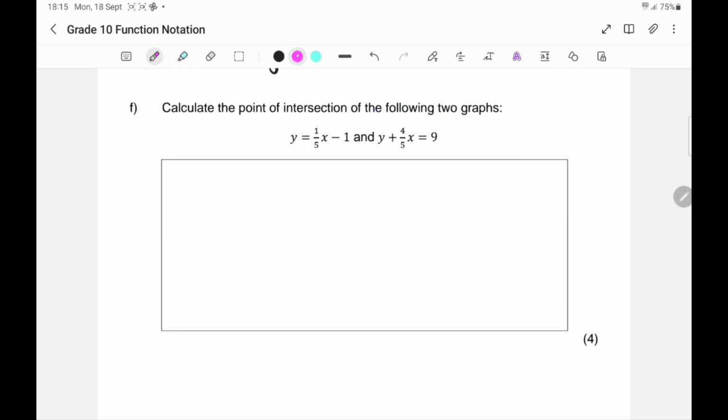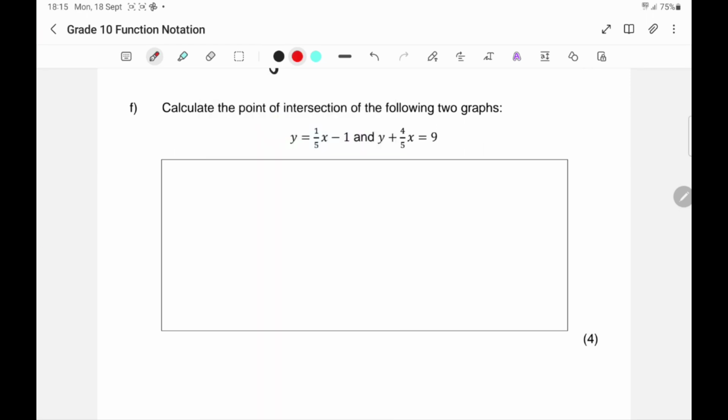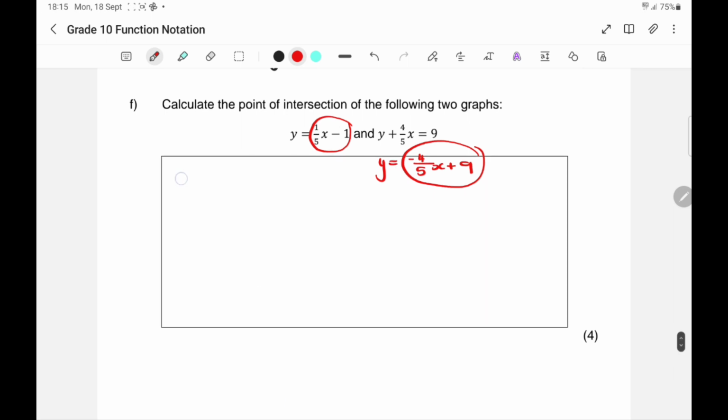Calculate the point of intersection of the following two graphs. So always cookie cutter mold. This one I just want to change into y equals negative 4 over 5x plus 9. And the point of intersection is where you equal the two graphs' y values to each other. So a fifth x minus 1 is equal to negative 4 over 5x plus 9.